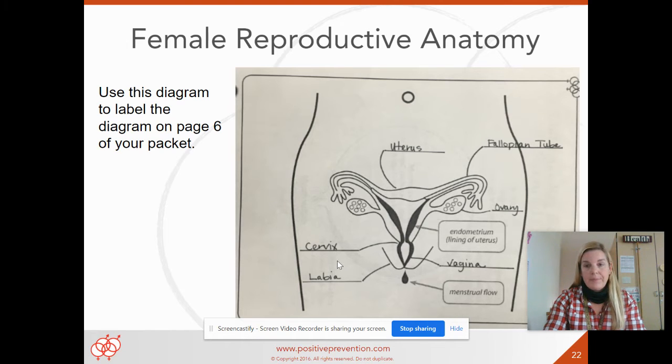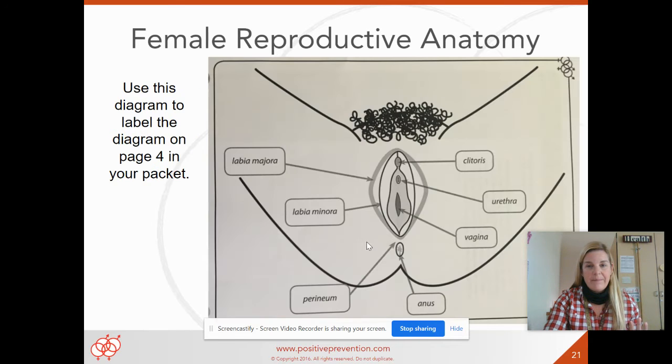All right, so let me do a quick overview. I'm going to go back to the previous diagram. Starting off with the clitoris, this is where the female has a lot of very sensitive nerve endings, and this is located just above the urethra. The urethra is the tube that connects the bladder to the outside of the body, so this is where a female will urinate. Below that, we have the vagina, the vaginal opening.